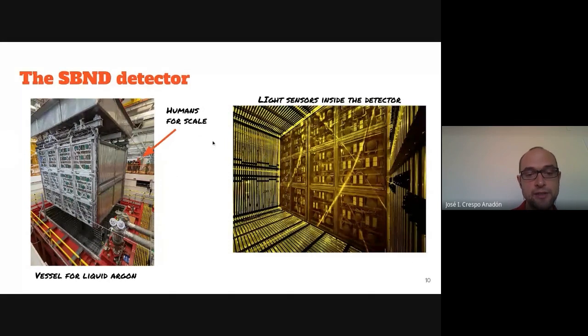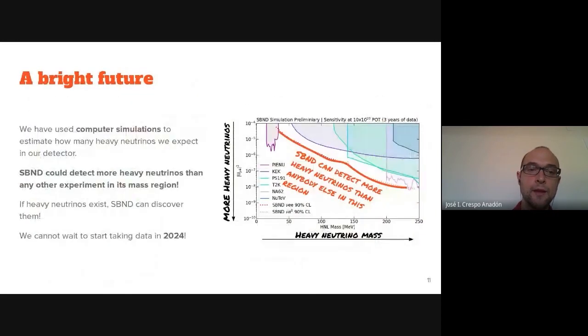And here is the actual detector. You can see humans here for scale. This is the detector being introduced into what is called a cryostat, which is where the liquid argon is kept cold. And here is a picture of the inside of the detector, and all those light bulbs and squares are sensors to detect the scintillation light I was talking to you about. So what we have done during the Marie Curie Fellowship is use computer simulations to estimate how many heavy neutrinos we expect in our detector.